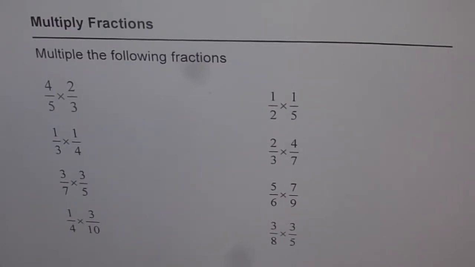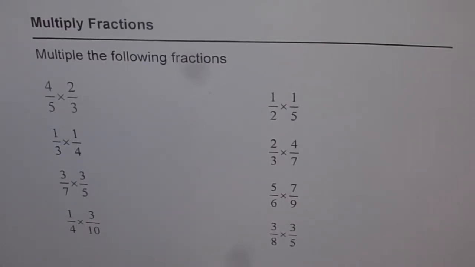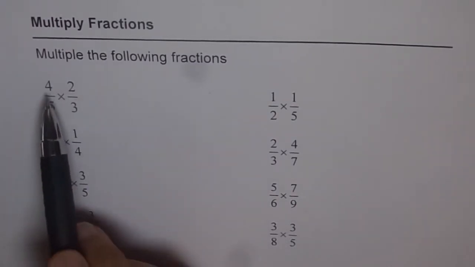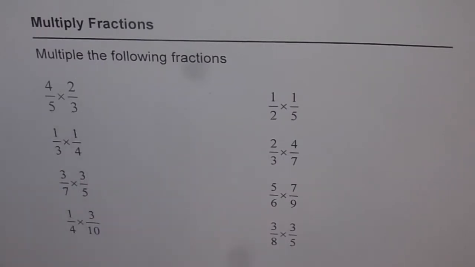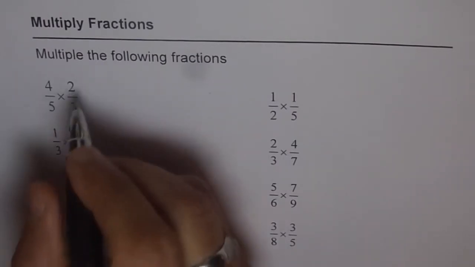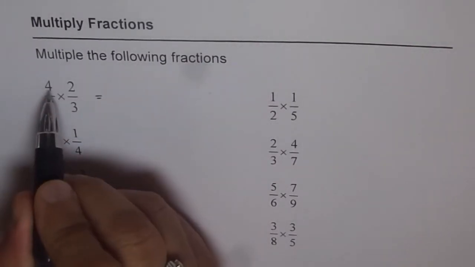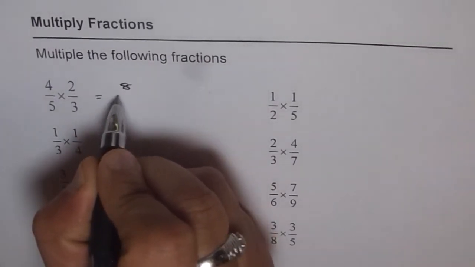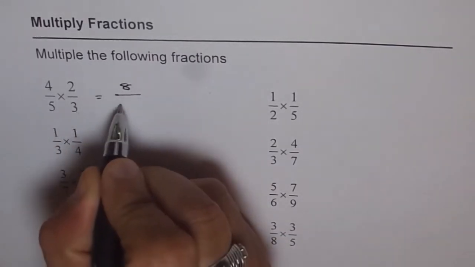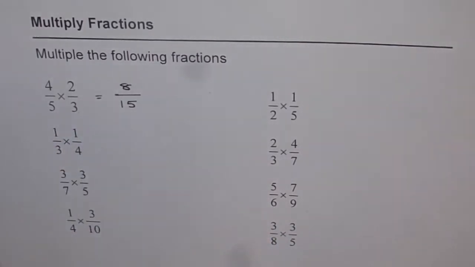Multiply the following fractions. As you know, to multiply fractions, what do we do? We just multiply numerator with numerator and denominator with denominator. That is the first step, right? So the first step is multiply numerator with numerator. That means 4 times 2 is 8 and 5 times 3 is 15. That's what we get. So that is how we multiply fractions.